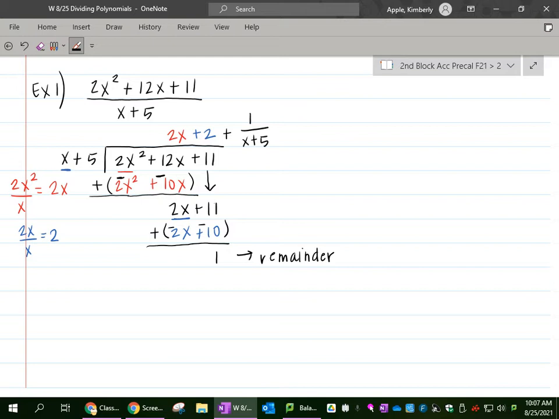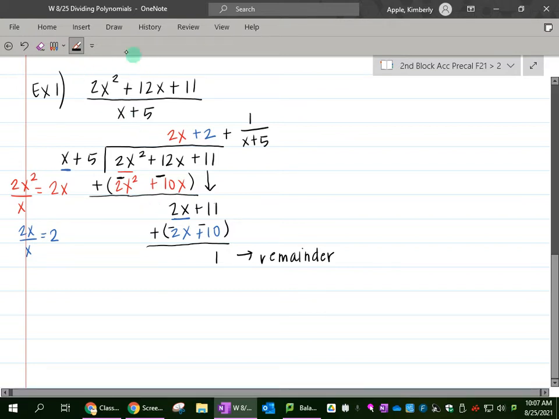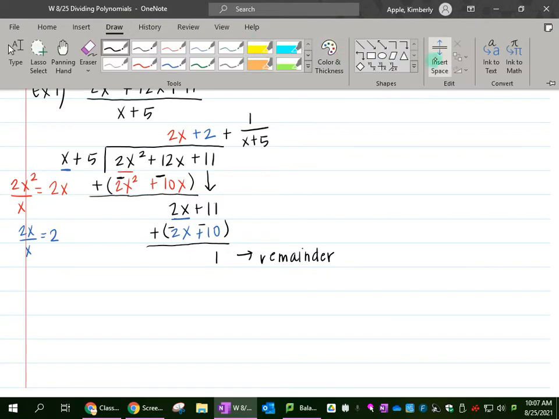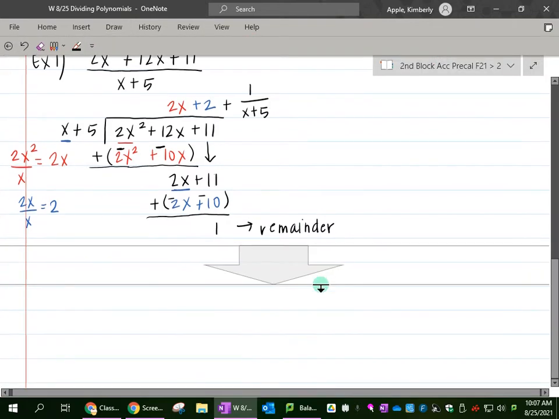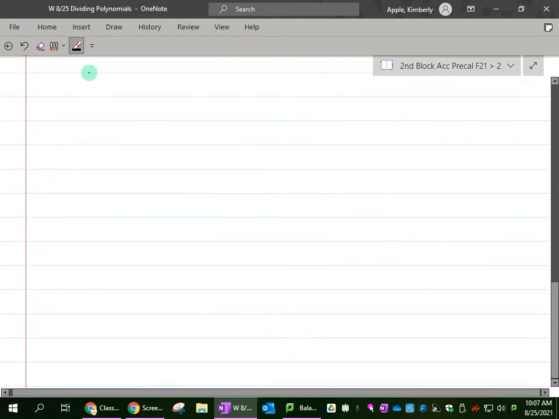So again, organizing, keeping track of your steps. The number one problem with long division with polynomials is people forget to distribute that negative. It's sign errors all day long. So just be aware of that when you start your work later.